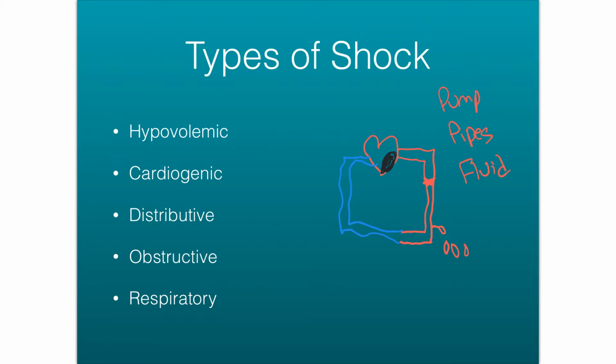The pump obviously is the heart, the pipes are our blood vessels, and the fluid is the blood. So a problem with the fluid would be hypovolemic shock. A problem with the pump would be cardiogenic shock. Remember, cardio meaning heart. And then a problem with the pipes would be distributive shock. Obstructive shock and respiratory shock are a couple other ones I'll explain in a minute. They tie in, but they're not one of the 3 pump, pipe, or fluid problems.